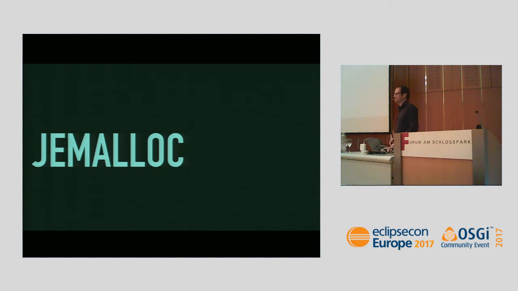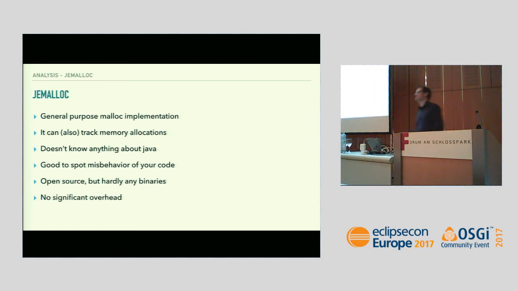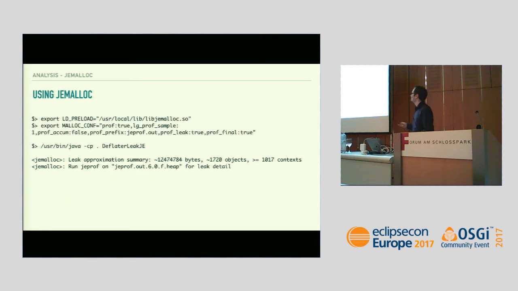Enter jemalloc. jemalloc is a pretty cool thing because it's a shared object library that implements memory allocation. Normally you would use the glibc in our case, but with a simple configuration, like setting these environment variables, you can first make use of this library to allocate memory, and second, it has a really great feature for tracking or for printing out what blocks of memory are allocated.